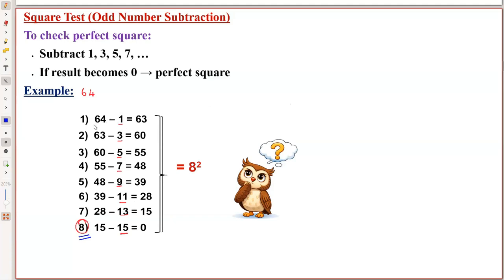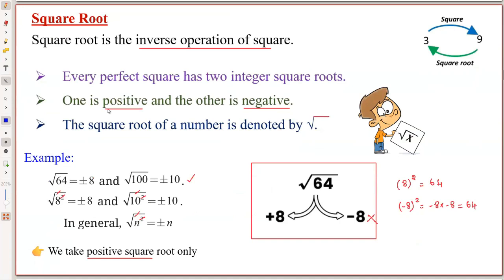Next, square root. The square root is the inverse operation of squaring. Every perfect square has two integer square roots, one positive and another negative. Up to grade 8, we will be learning only the positive; we will not be considering the negative.